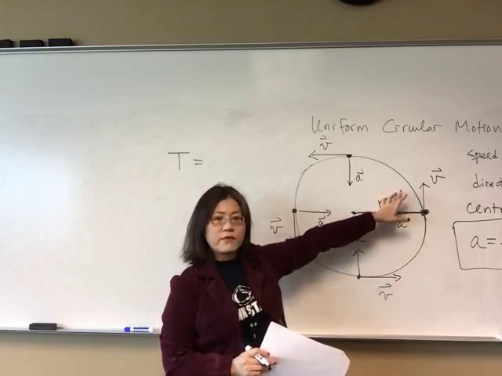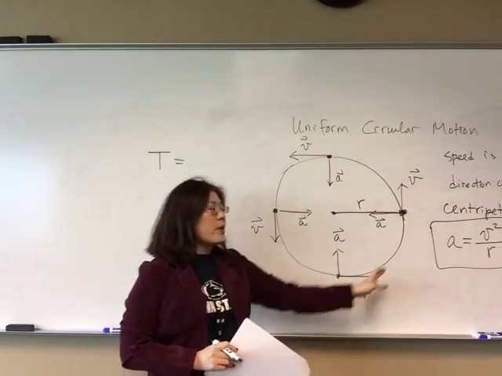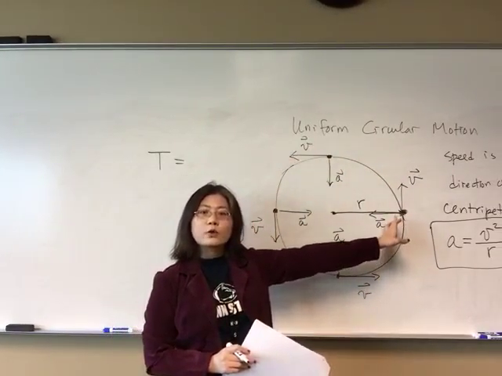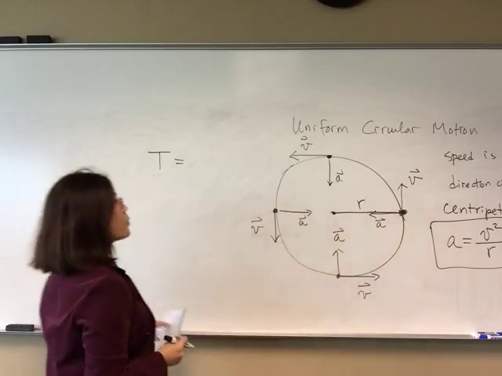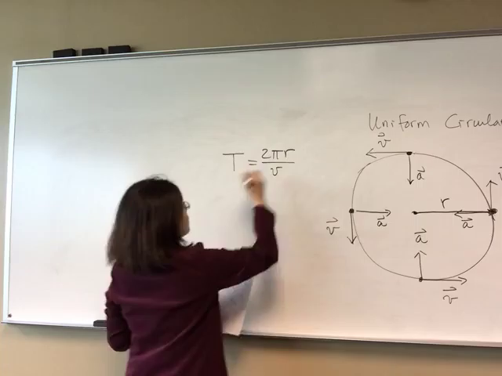We have the velocity v here. What is the distance then? Going from this point and tracing out a circle, that would just be the circumference of the circle. So that would be 2 pi r, and then over the velocity.